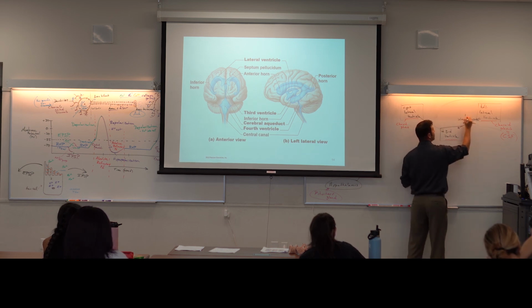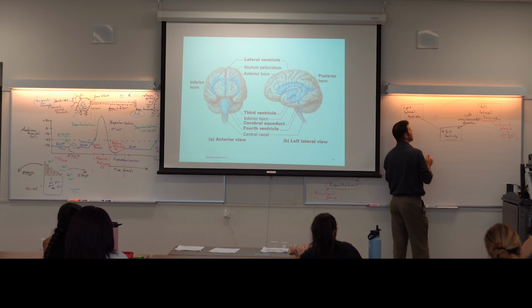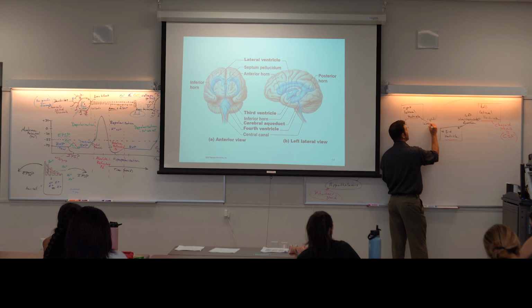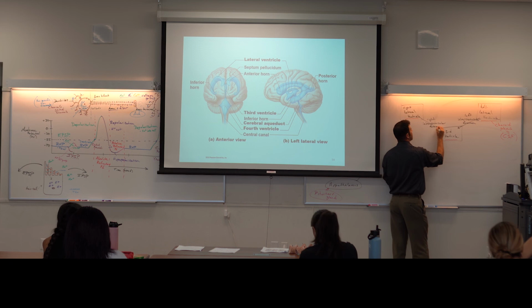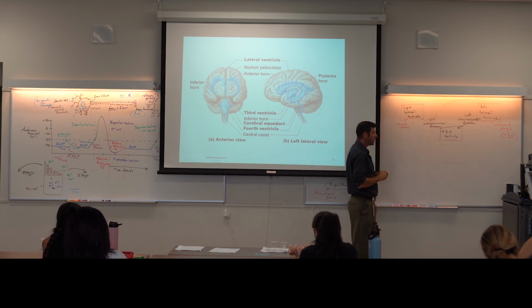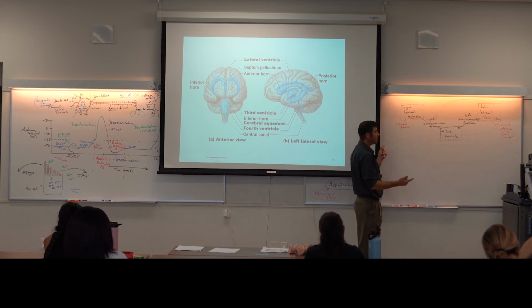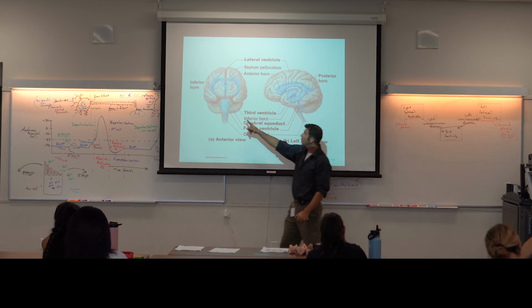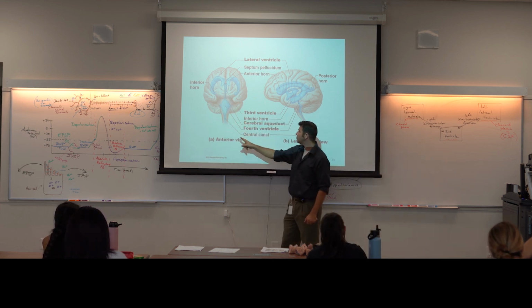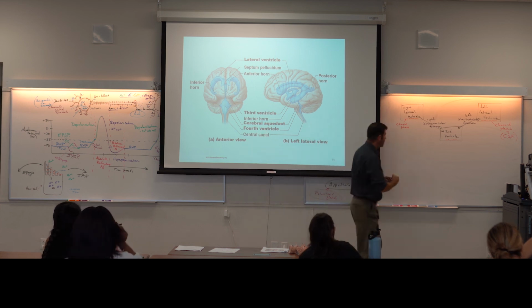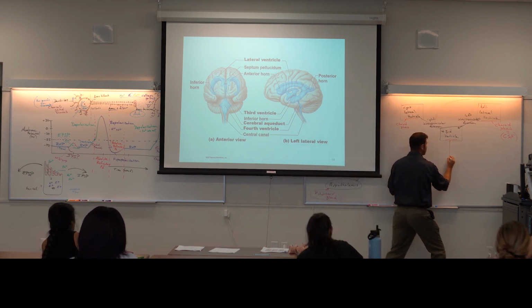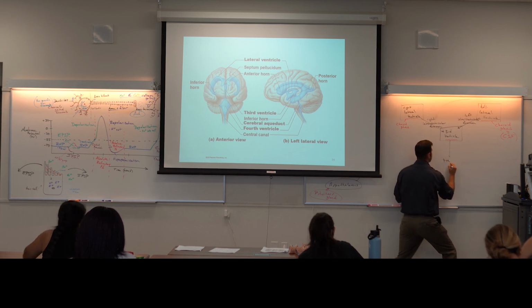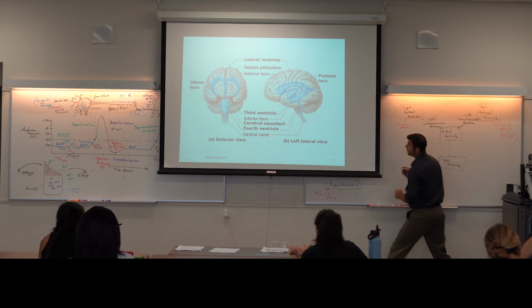This would be our left interventricular foramen, and we would have our right interventricular foramen. So it's through these interventricular foramen that cerebral spinal fluid goes from the lateral ventricles into this third ventricle. And then from the third ventricle, there is a structure called the cerebral aqueduct that connects the third ventricle to the fourth ventricle. So there is a fourth ventricle.